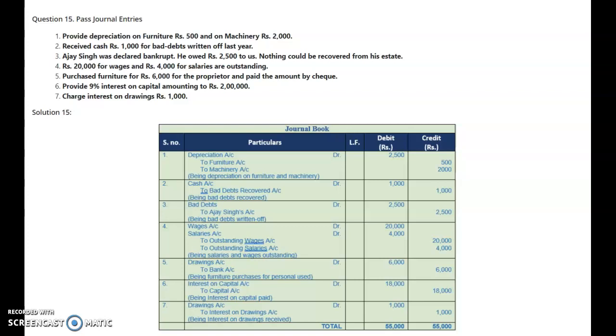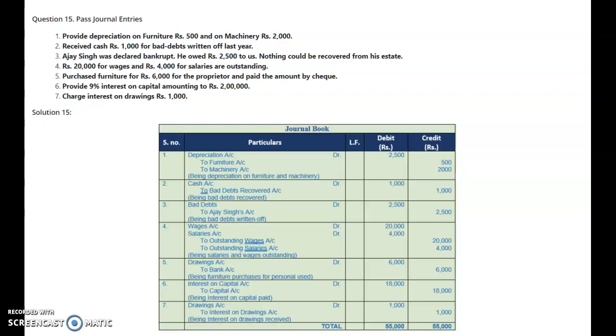Next transaction is received cash rupees 1000 for bad debts written off last year. Now what do we mean by bad debts? Bad debts here means that debtors are our assets. We have to recover amount from debtors. Now practically, bad debts is that amount which is irrecoverable from debtors.